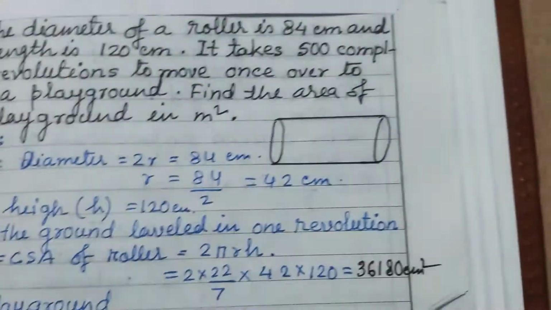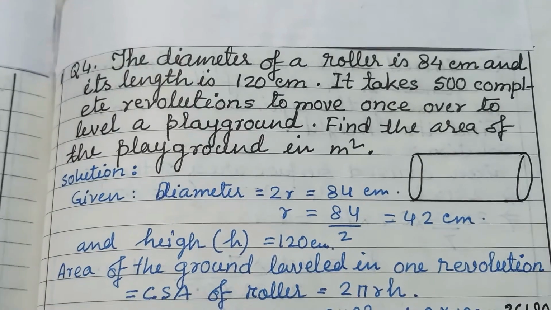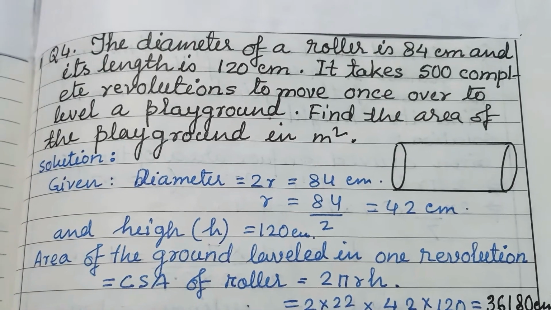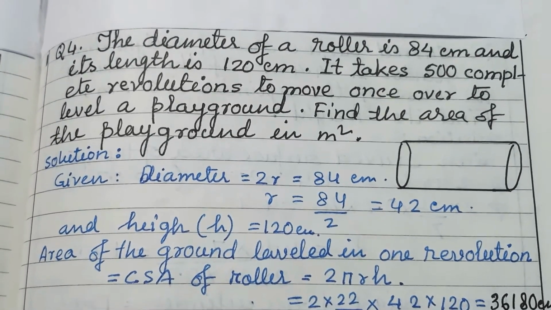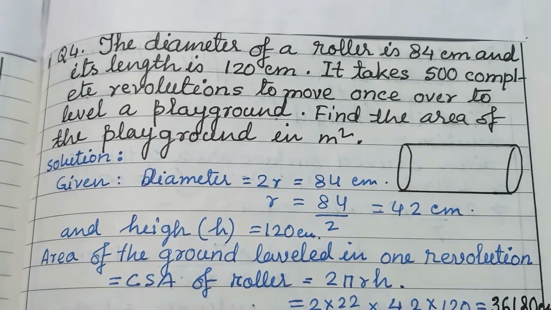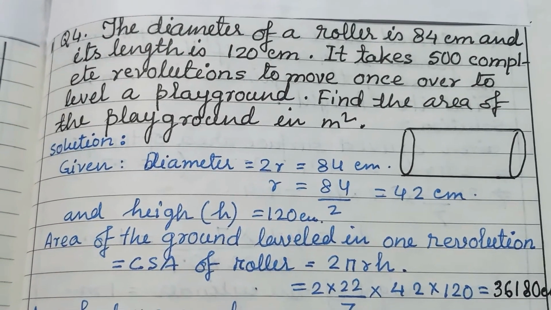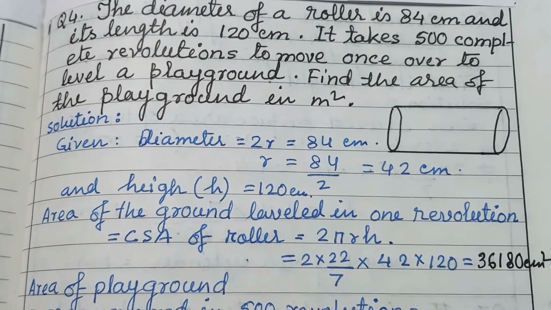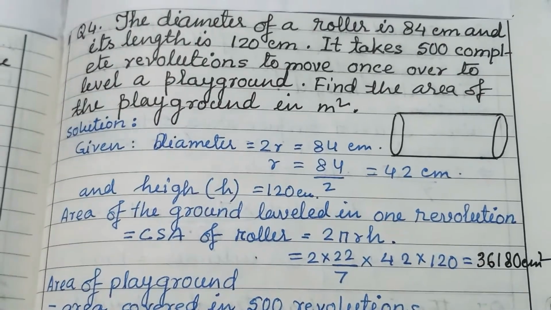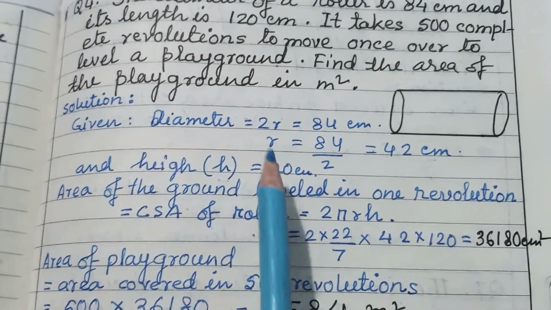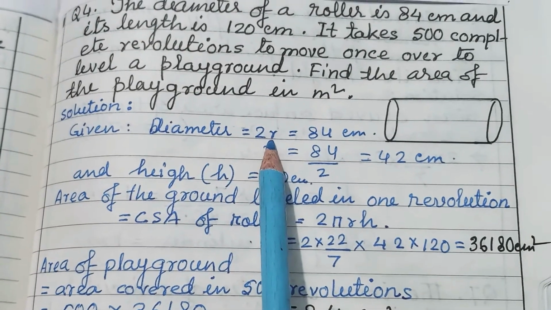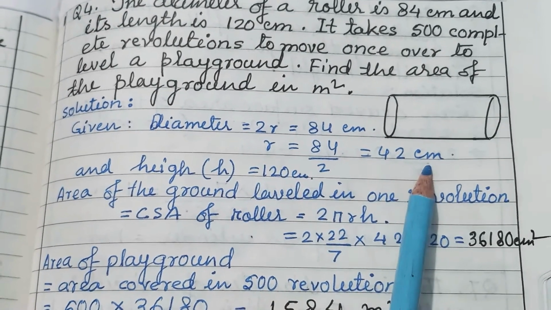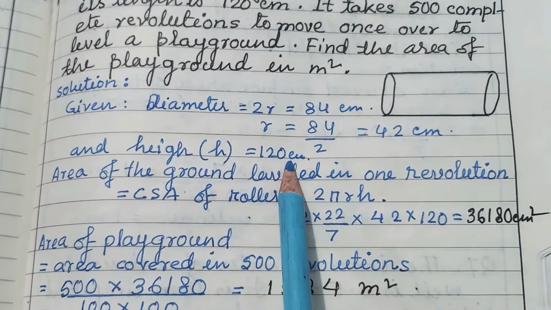Next question is, the diameter of a roller is 84 centimeter and its length is 120 centimeter. It takes 500 complete revolutions to move once over to level a playground. Find the area of the playground in meter square. Given, diameter is 2 into radius. So 2 into radius equals 84 as given. So radius is equal to 42 centimeter. Height is given as 120 centimeter.